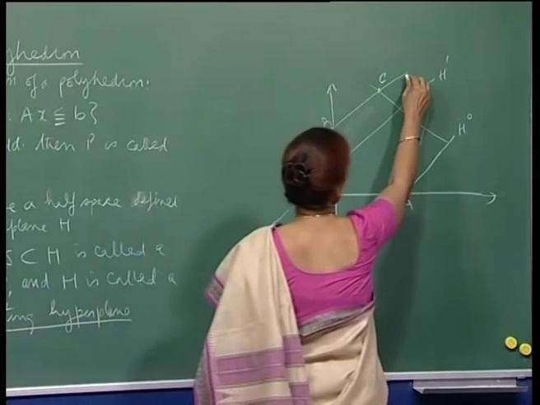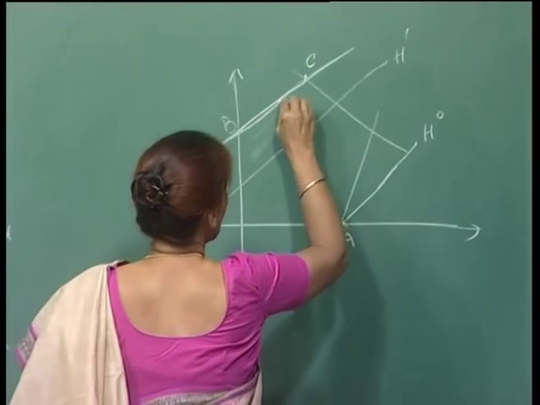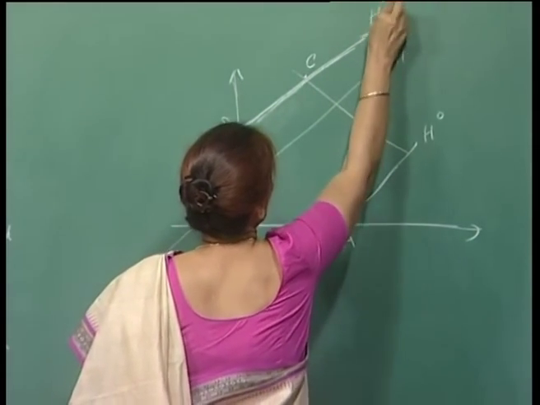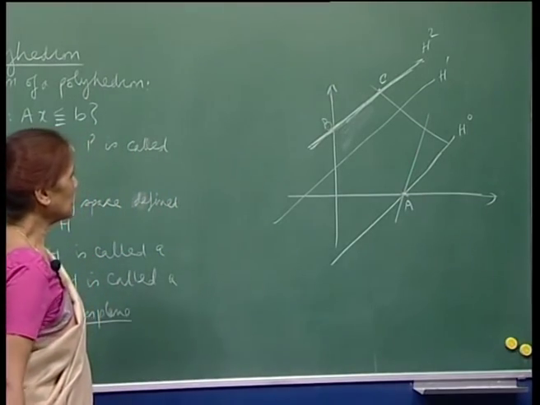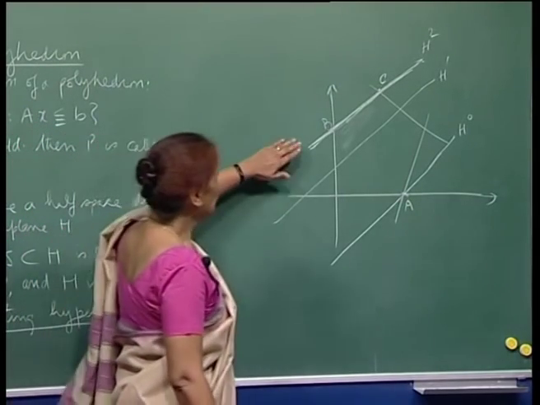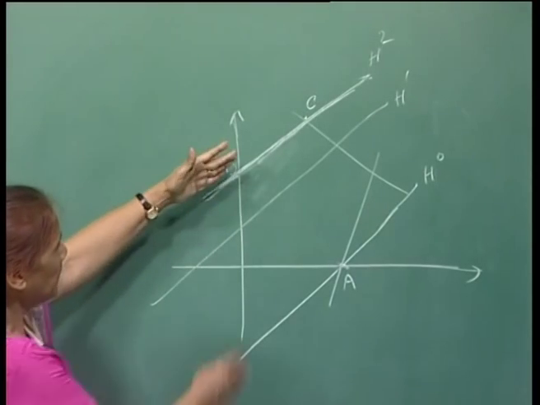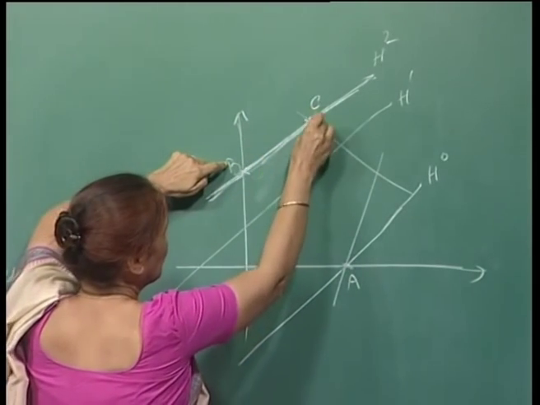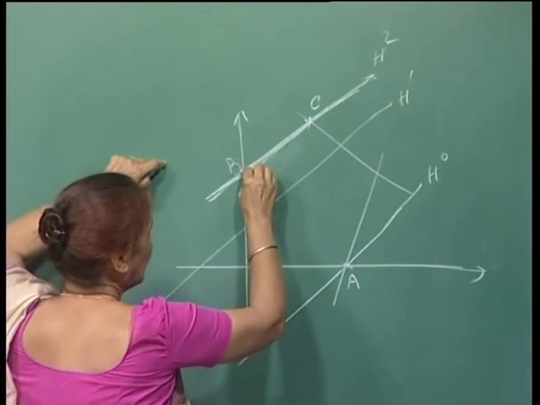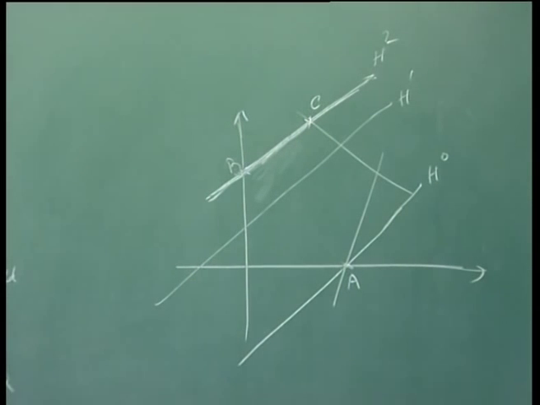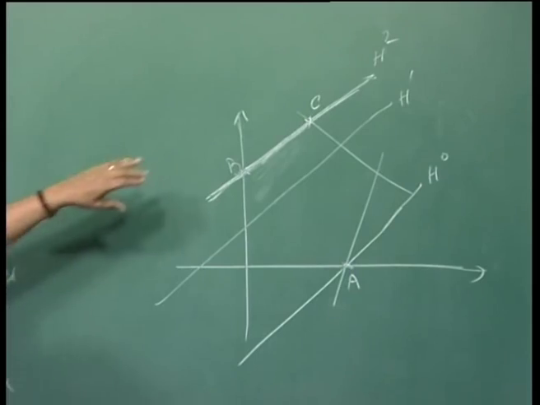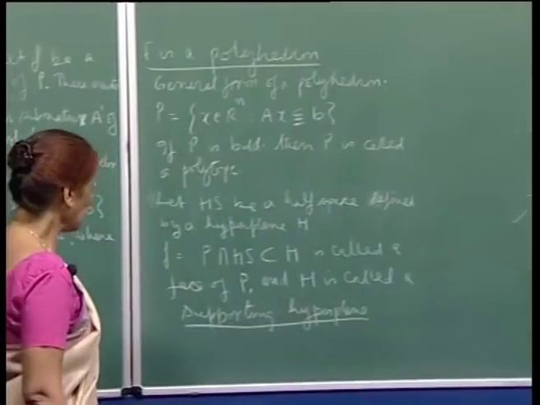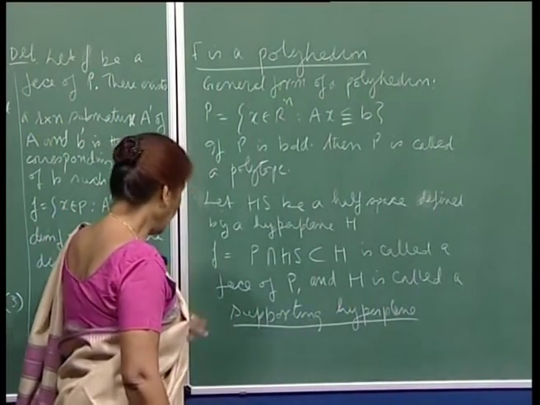Then similarly, if I take a hyperplane like this, I am just trying to show you different faces that a polyhedron can have, and of course we will give you better examples with a three-dimensional polytope and so on. So here, if you take this hyperplane, then the intersection of the hyperplane with this half space is only this line segment, and this is part of H2. So again, H2 is a supporting hyperplane, and BC will be a face of the polyhedron that I drew. So this is the idea of a supporting hyperplane and a face.